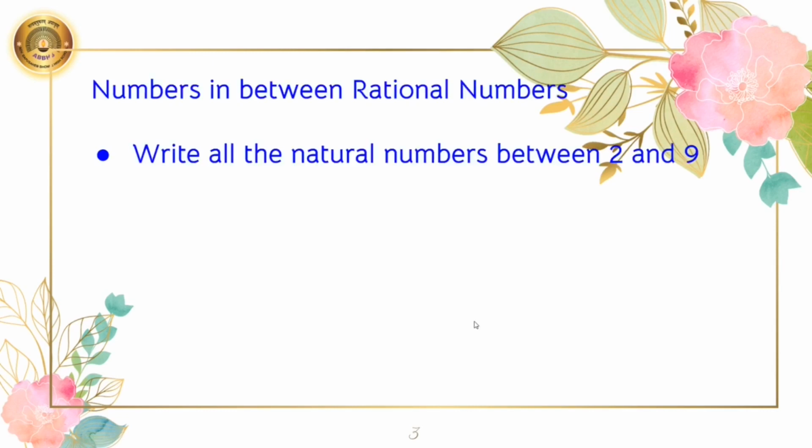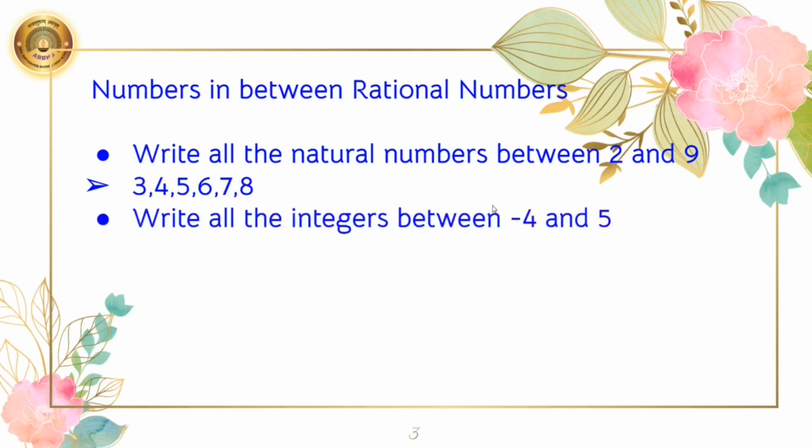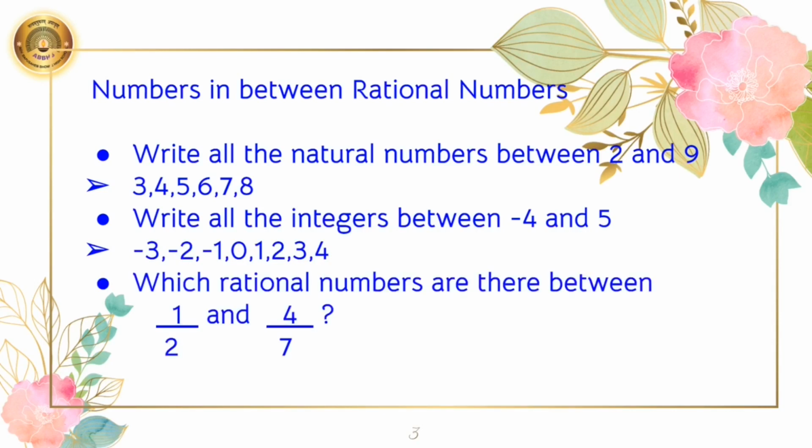Now if I ask you to write all the natural numbers between 2 and 9, you will be able to write. The numbers are 3, 4, 5, 6, 7 and 8. These are the natural numbers between 2 and 9. If I ask you to write the integers between -4 and 5, this also you will be able to write. The numbers are -3, -2, -1, 0, 1, 2, 3 and 4. But if I ask you to write the rational numbers between 1/2 and 4/7, it will be a difficult task.